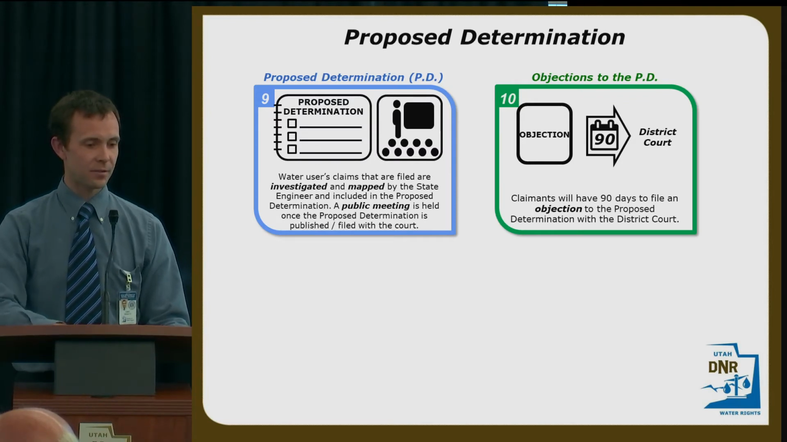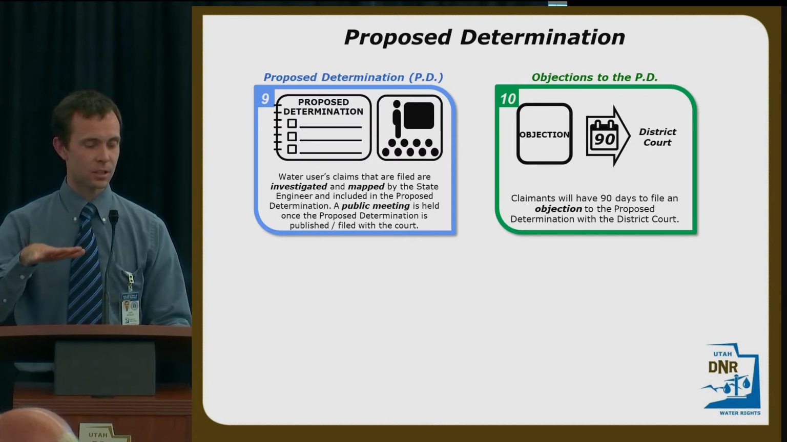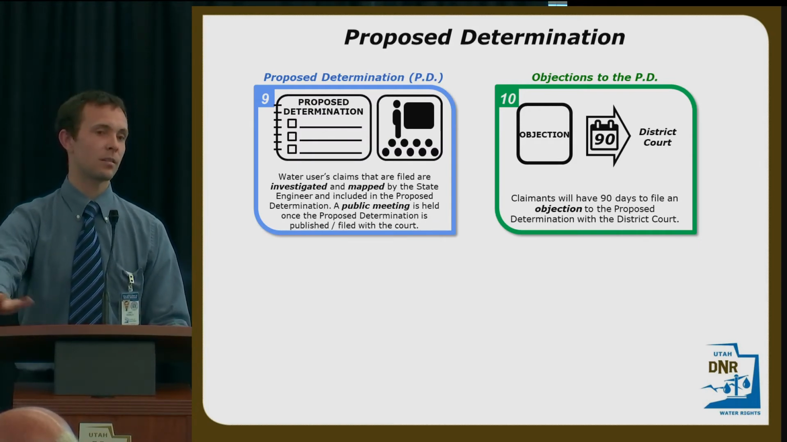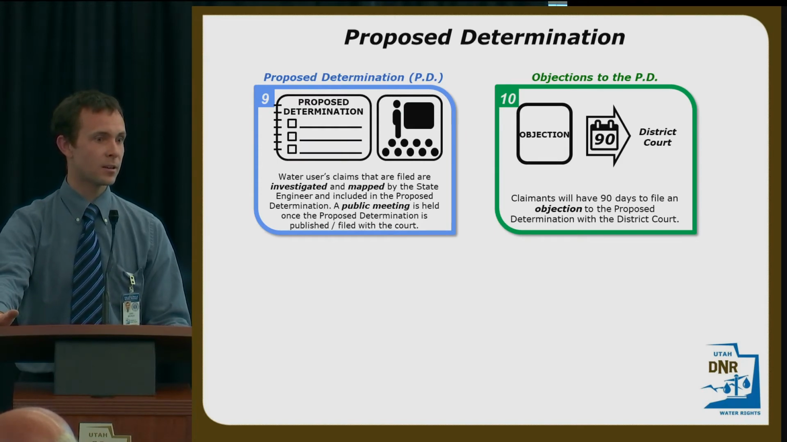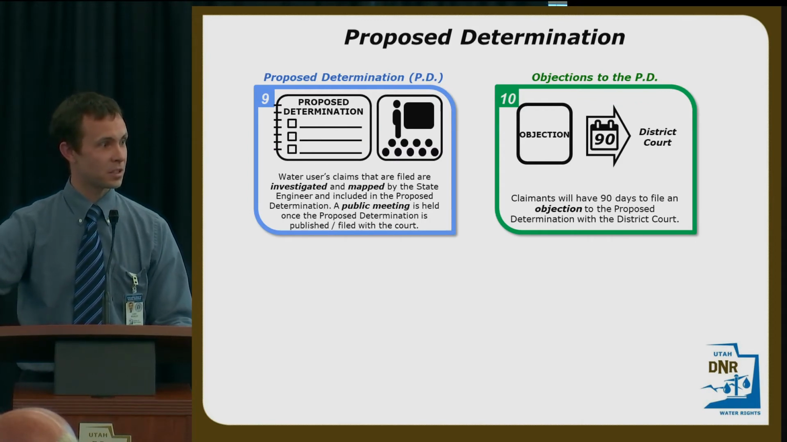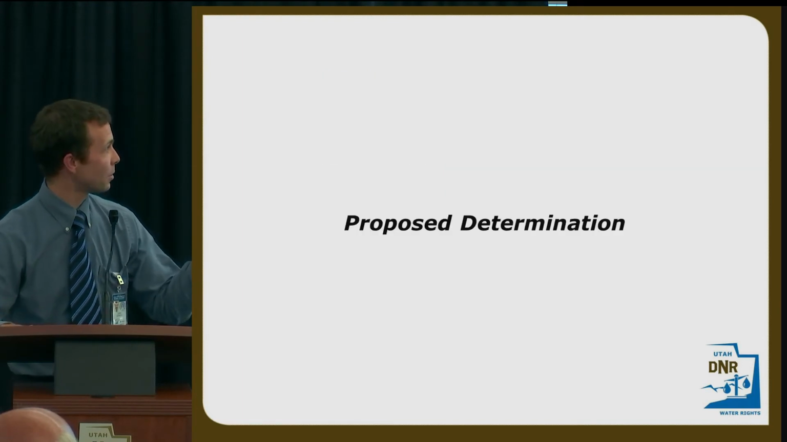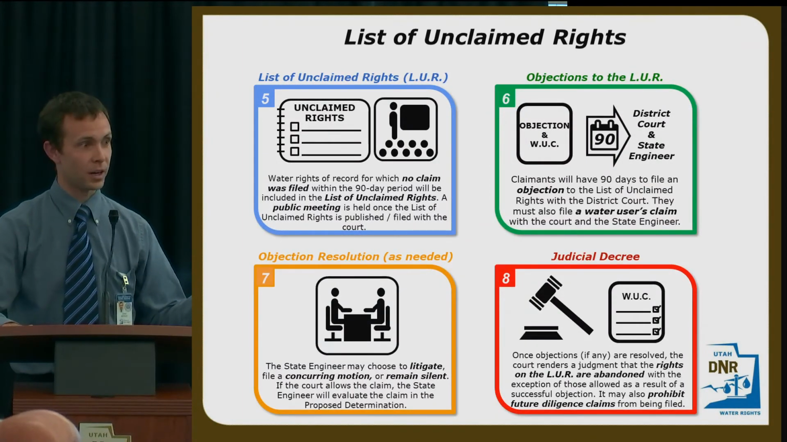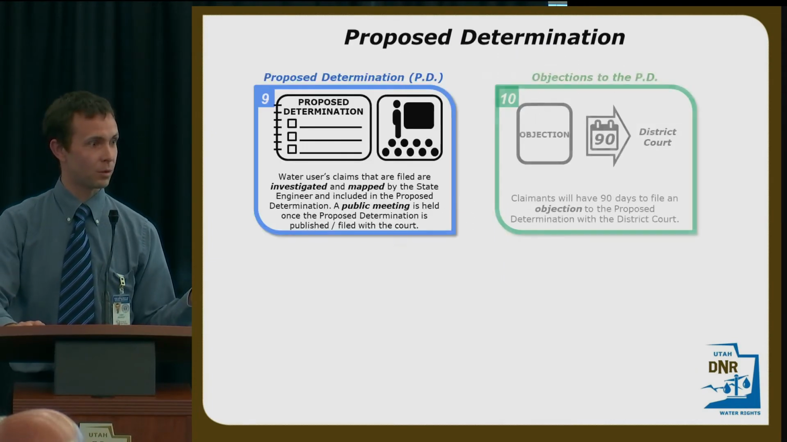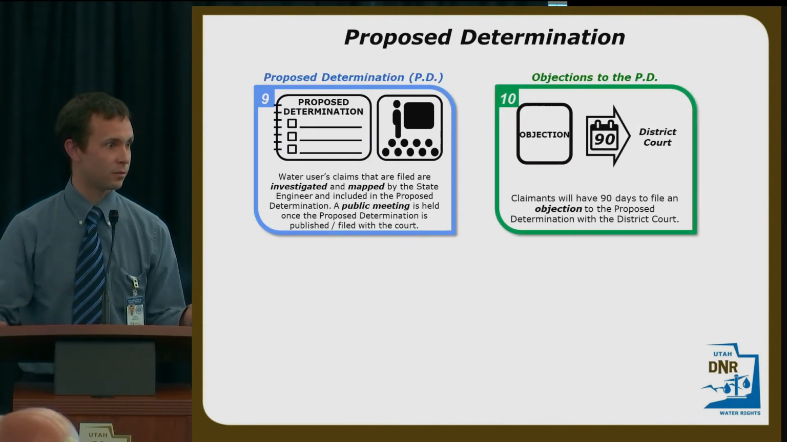The notice to file claims is coming in the next couple of weeks, then 90 days. And then we will publish the list of unclaimed rights, then 90 days. So 6 months down the road, we might get the judicial decree on the list of unclaimed rights, 6 or 7 or 8 months down the road. And then going forward, we would publish the proposed determination in a year and a half from now.